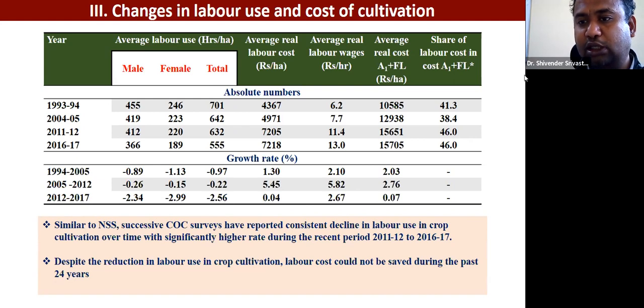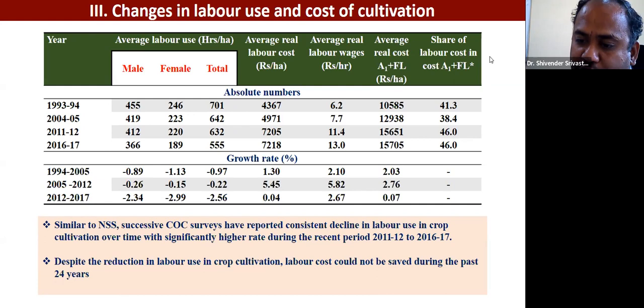So you can still see this earlier in 1993 or 2004, labor used to constitute about 38% share in cost, and by the year 2011-12, it constituted 46% share in cost. So it means that we are still not able to cope up with the economic scarcity of labor, even though the physical scarcity of labor is declining.